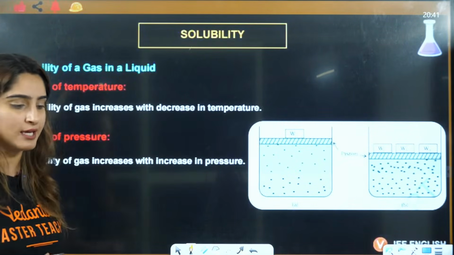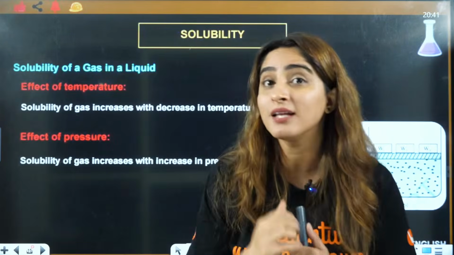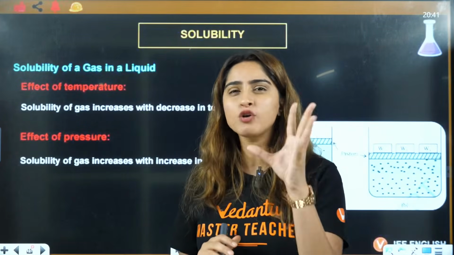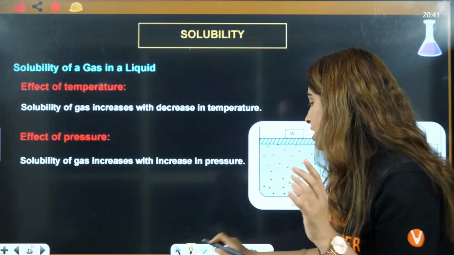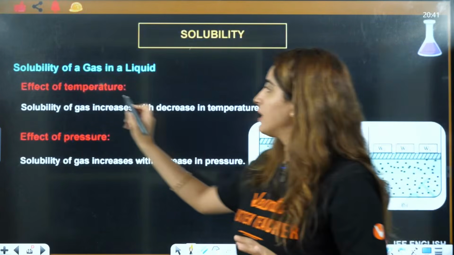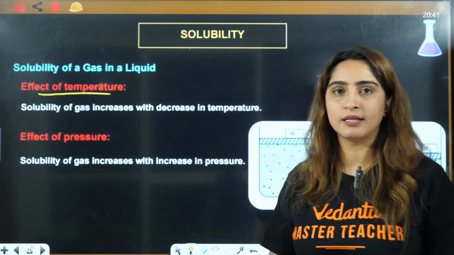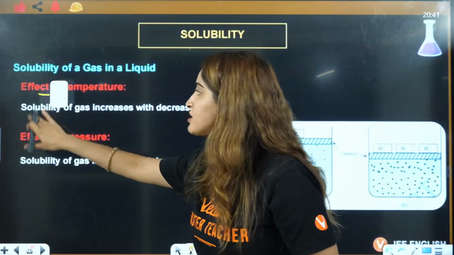Now, in this case, you have a gas that is in the liquid. See this very carefully. Both will have an effect. First, the effect of temperature: how is temperature going to affect it?